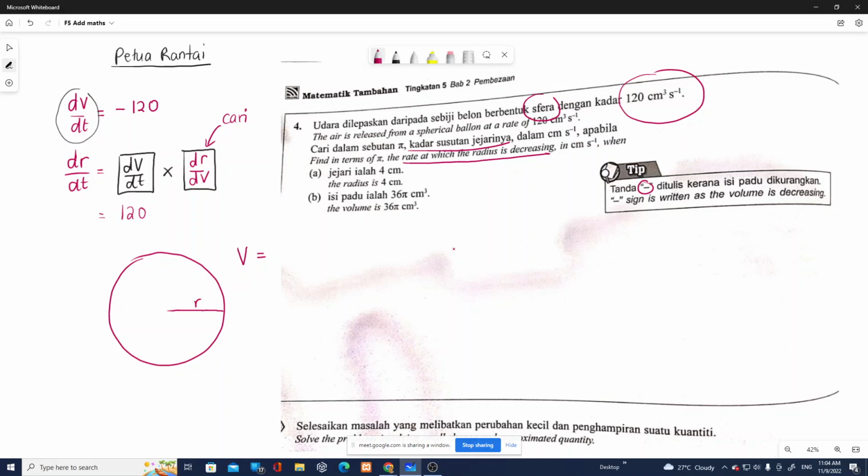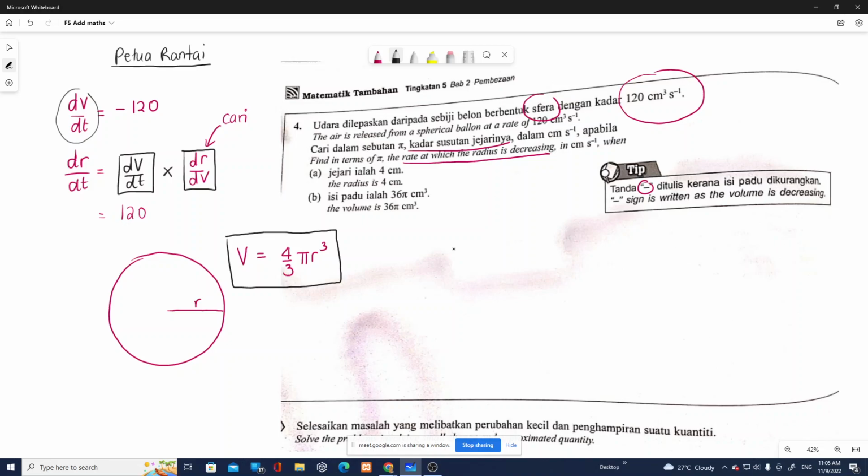Tak ingat? Kalau kamu tak ingat, tak boleh buat. 4/3 pi r cube. Ini isi padu sfera. Ini mesti ingat, sebab soalan tak bagi isi padu sfera. Kamu mesti ingat isi padu sfera. Kalau tak ingat, tak boleh jawab soalan ini.